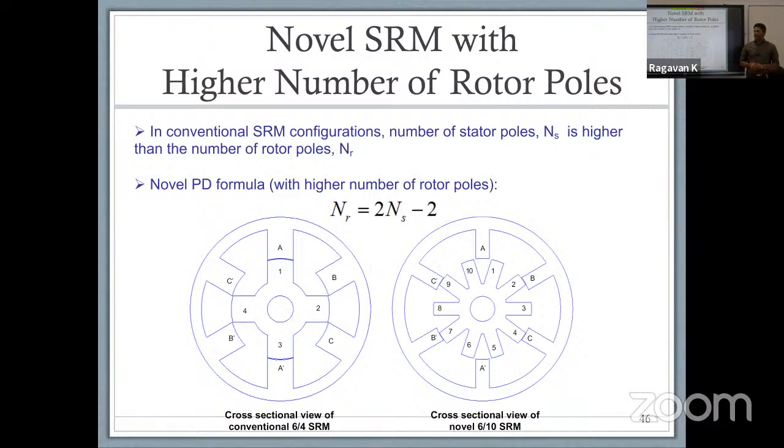HRSRM basically has an equation of NR is equal to twice NS minus 2. What that basically means is that if you have a certain number of stator teeth, stator poles that you know, you can design a system which has an R number of poles in a way that you will not have a locked position. We talked about how you select the number of rotor teeth. This equation gave you designs where you can go from a 6-4 machine to a 6-10 machine.